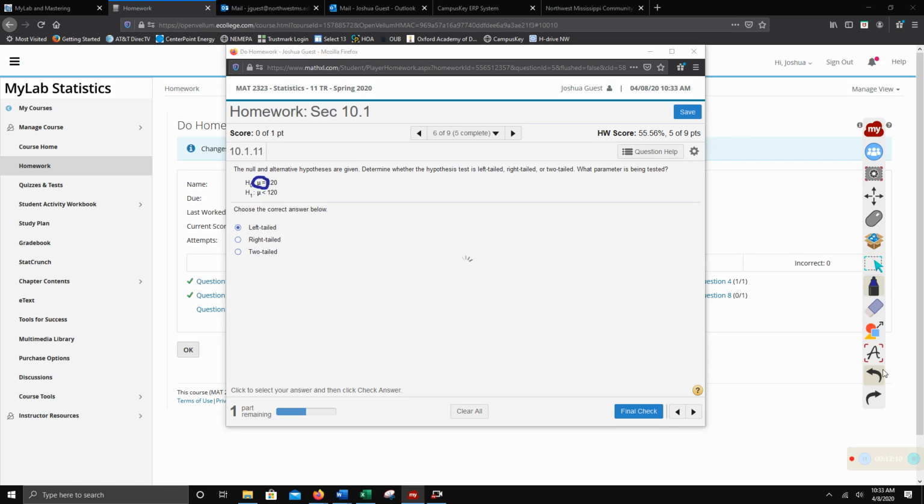So that's going to be what? Mu is the mean, right? Mu is the mean. Sigma is the standard deviation, and P, we said P is going to be that population proportion. So here mu is being tested, so the mean is being tested.